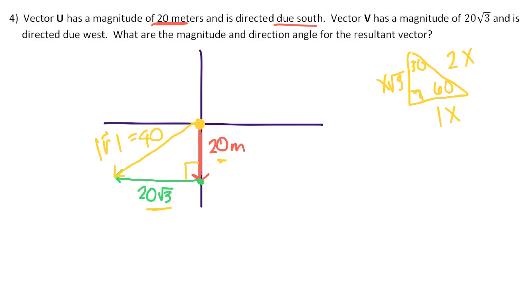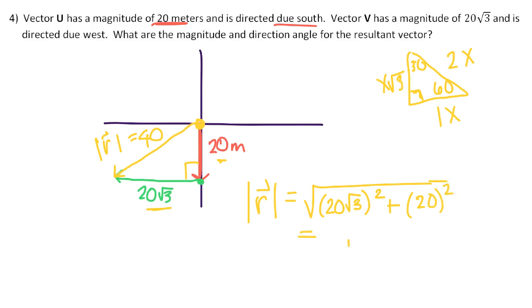Has to be 40. If you don't want to do that, then you can also go through the Pythagorean Theorem and say, well, the magnitude of vector r is going to be the square root of 20 root 3 squared plus 20 squared. And when you work out all of that, you should end up with your magnitude being 40.